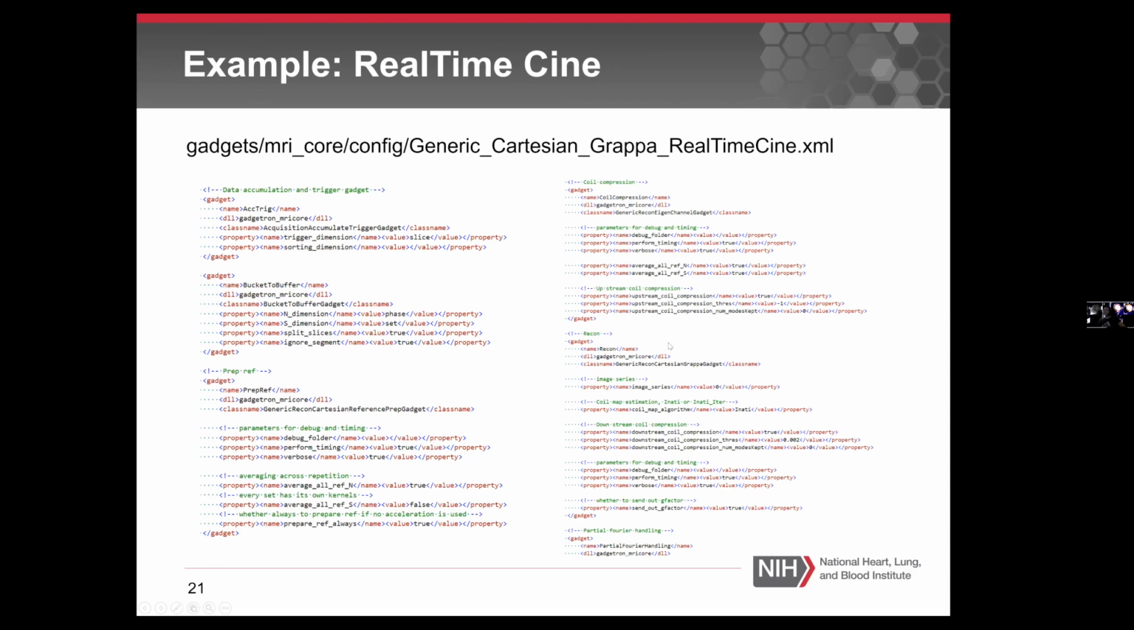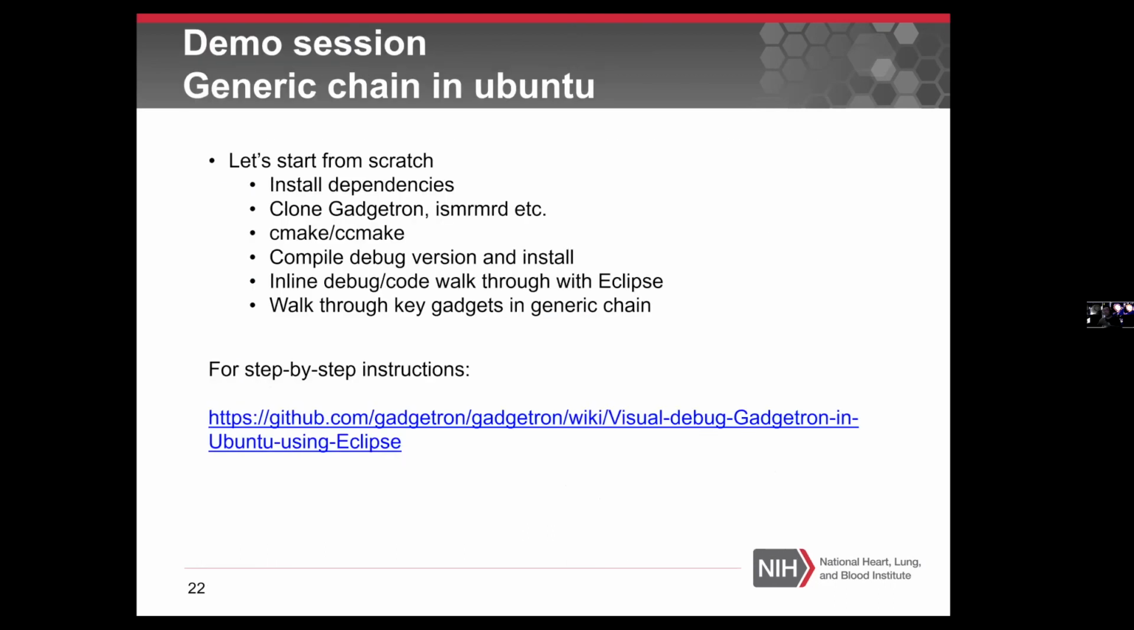Then it comes into the reconstruction batch. What we do is take the prepared data and reference, then convert them into an image array, then go down the chain. If it has partial Fourier, this chain will handle it. If not, the image will just be passed by without changing anything. So this is the concept of the generic chain.